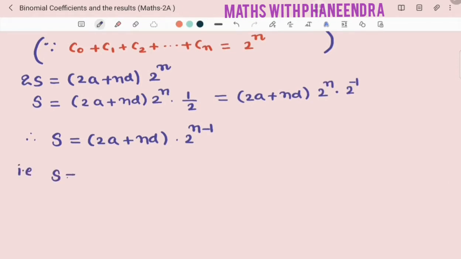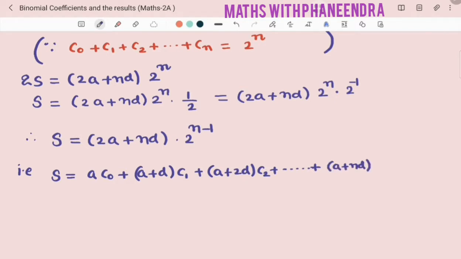S is equal to a C0 plus (a plus d) into C1, (a plus 2d) into C2 plus and so on, (a plus nd) into Cn is equal to (2a plus nd) into 2 power n minus 1. Hence the result.